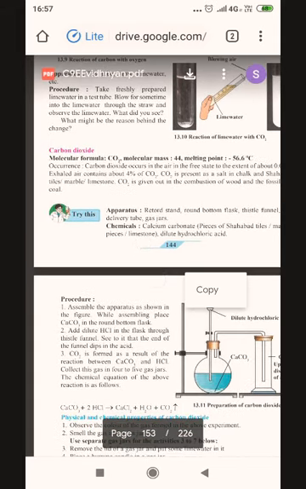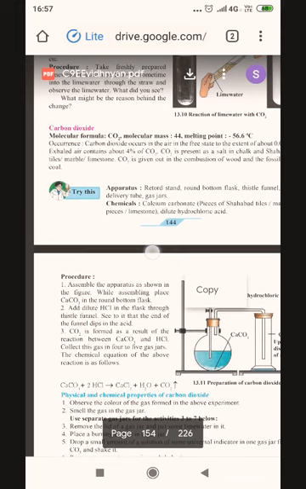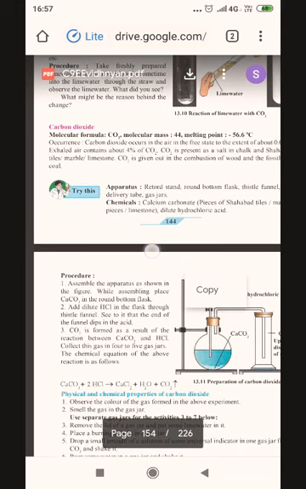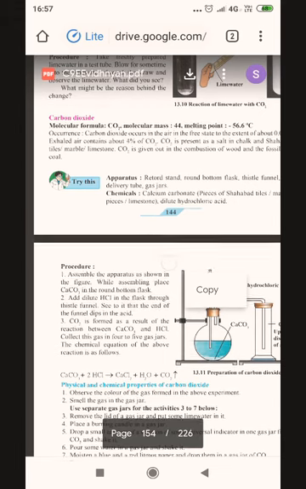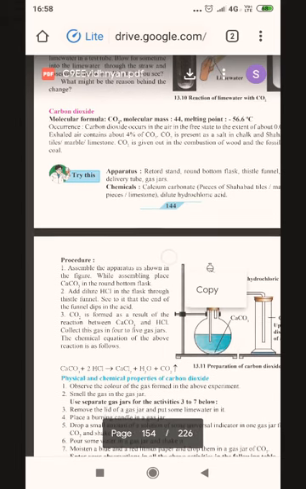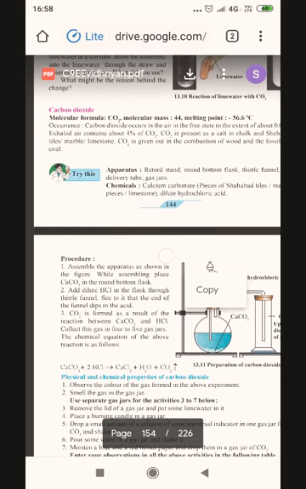Carbon dioxide. Molecular formula of carbon dioxide: CO2. Molecular mass 44. Melting point minus 56.6 degrees Celsius. Occurrence: carbon dioxide occurs in the air in the free state to the extent of about 0.03%. Exhaled air contains about 4% of carbon dioxide.